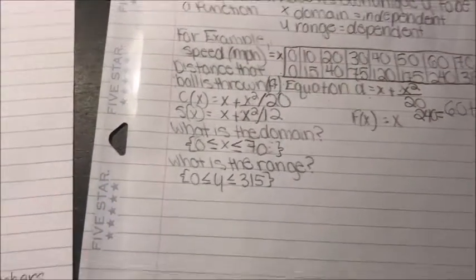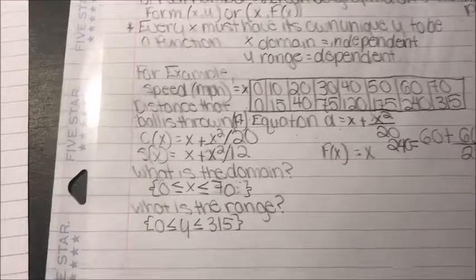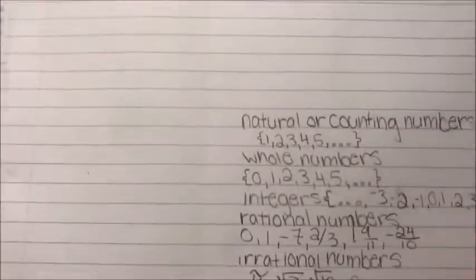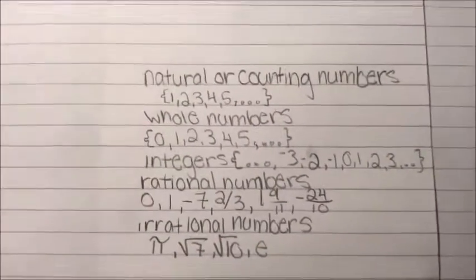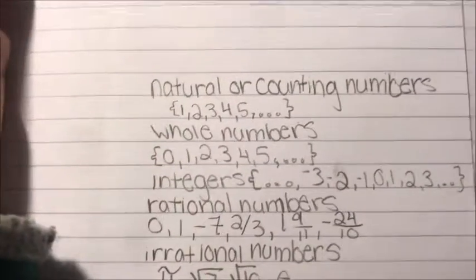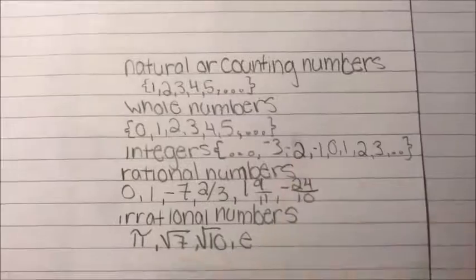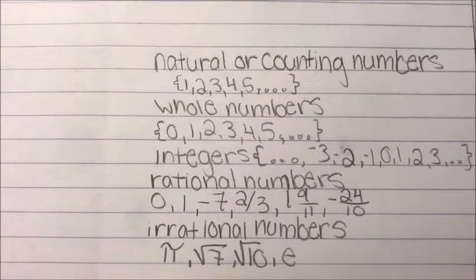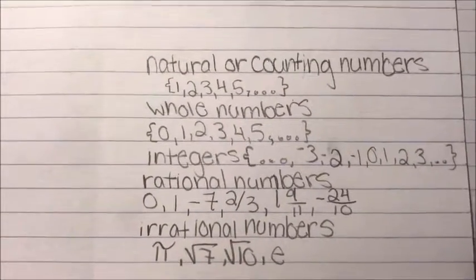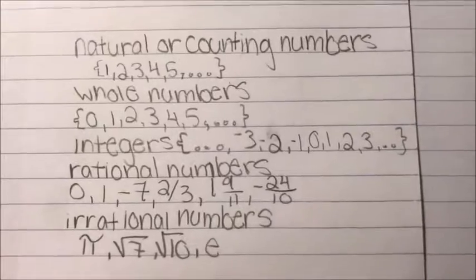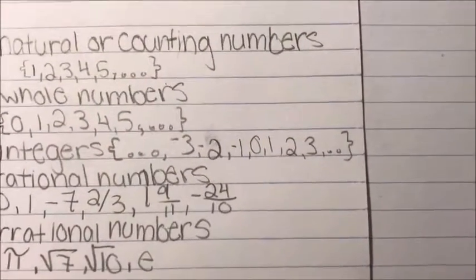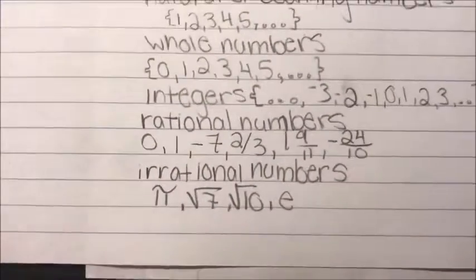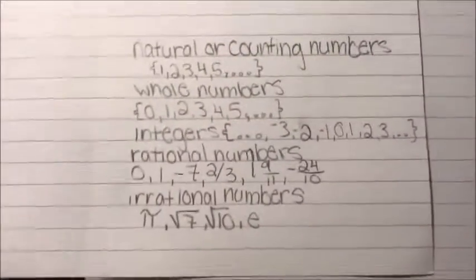Now, these had all real numbers in this example, but there can also be problems with different numbers. There are natural or counting numbers, which are also real numbers: 1, 2, 3, 5, and so on. Then there are whole numbers: 0, 1, 2, 3, 4, 5, etc. And then there are integers: -3, -2, -1, 0, 1, 2, 3.